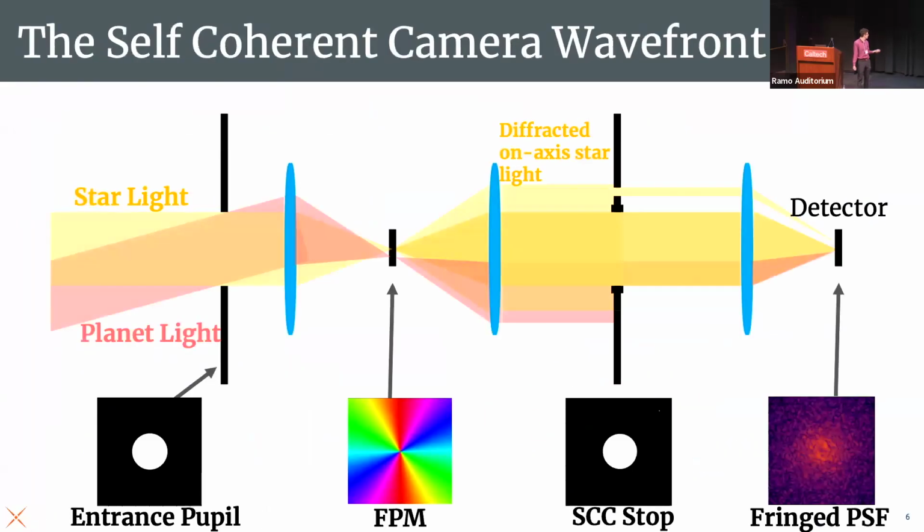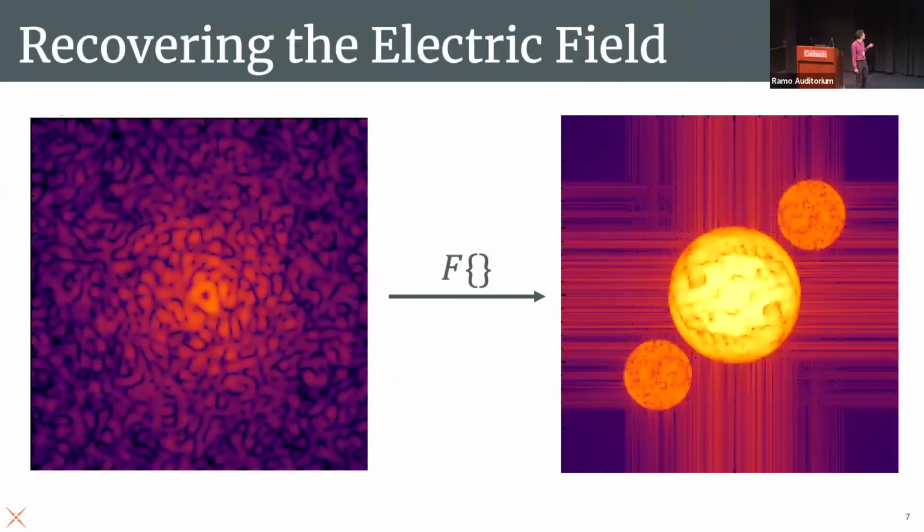And so the self-coherent camera looks something like this, where you have a focal plane mask that diffracts your light outward towards the stop. You have a spatially filtered beam coming through your pinhole, and this will interfere with your speckles to create fringes in your focal plane. And you can use these fringes to sense your wavefront and thus remove your speckles.